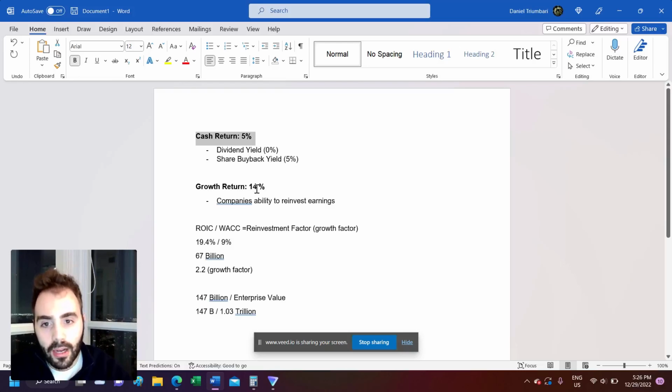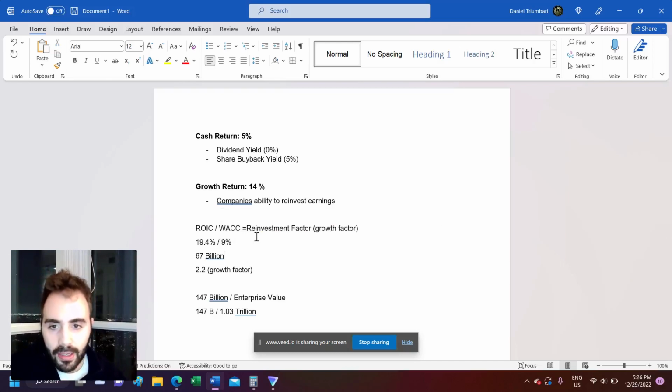The way that we calculate this growth return is we take our return on invested capital and divide it by our weighted average cost of capital. This gives us a growth factor. So our return on invested capital is 19.4%. We divide it by our weighted average cost of capital of 9%. It's very simple to calculate your weighted average cost of capital. Just Google Google's weighted average cost of capital. There are a lot of calculators out there. I didn't look it up, but I guarantee you it's going to be around 9%.